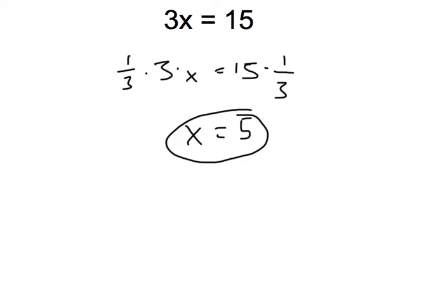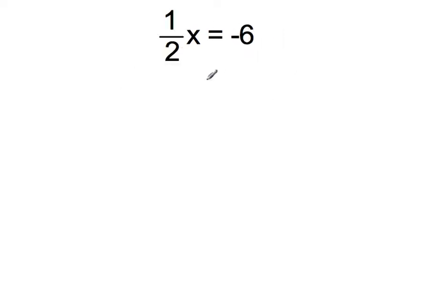All right, let's take a look at one more simpler one, and then we're going to move on to the complex stuff. 1/2 times x is equal to negative 6. Again, remember that this is 1/2 times x. So what can we multiply a half by to make it 1? Or what is 1/2's multiplicative inverse? That would be 2. 2 times a half is 1. And then 1 times x is x. Boom, we've isolated the x.